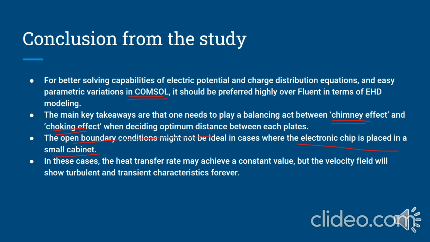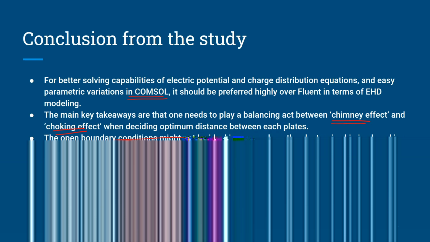However, in these cases, it is very tough to get a steady state solution because at our length scale, even though the heat transfer rate may achieve a constant value, the velocity field will show turbulent and transient characteristics forever. So what we need to do in these cases is a transient simulation, run for a very long time with a very small time step, and average the heat transfer value over a large amount of time, which is around 15 minutes, as we did with our original experimental values, which were obtained in a cabinet.